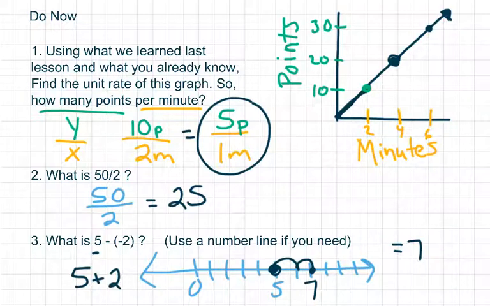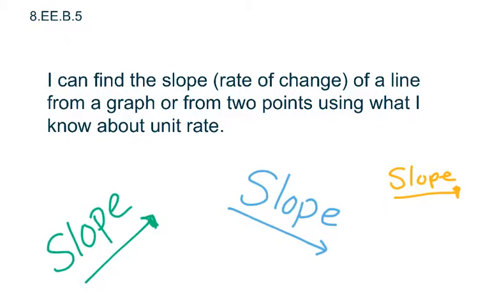And now that we have those foundations, we can move into our lesson for today. Again, this is your standard for today, 8.EE.B.5. That can be helpful if you need to look up other videos or other information about how to work with slope. And then you can also search this objective as well to help you. Our objective for today is I can find slope or rate of change. Those are synonyms, rate of change and slope, meaning the same thing. So I can find the slope or rate of change of a line from a graph or from 2 points using what I know about unit rate.